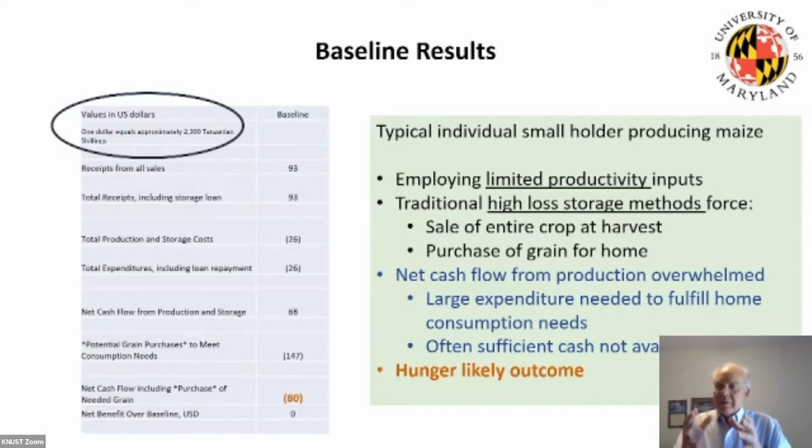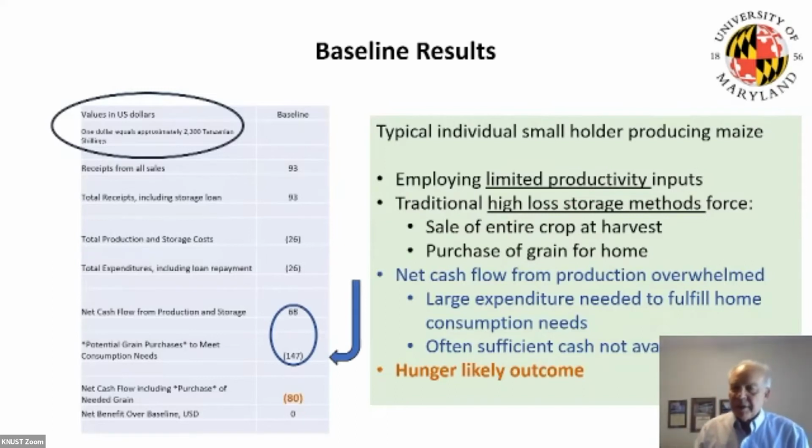These are what we might think of as boundary scenarios. A farmer isn't going to sell all their grain at harvest. They are going to store some a month or 2 or 3 or 4, even though there are losses. But to make comparisons easier and to kind of draw some boundaries around the results, we're going to use these relatively extreme assumptions.